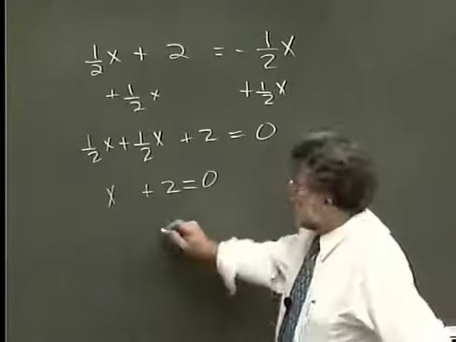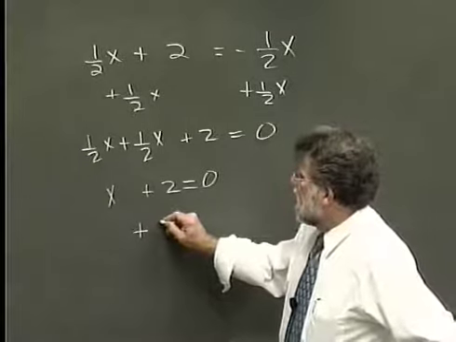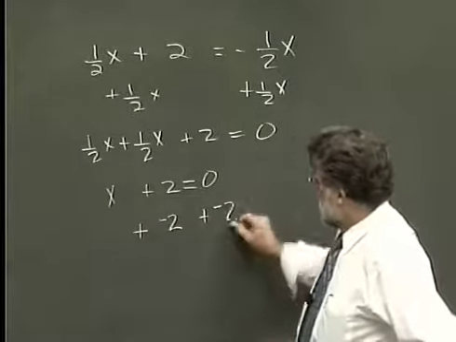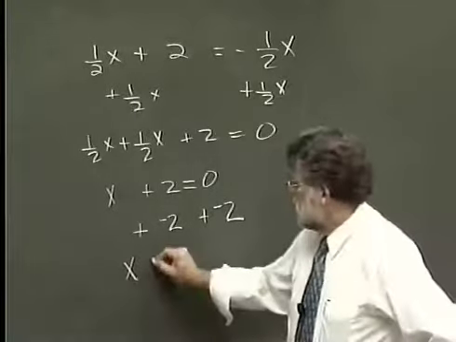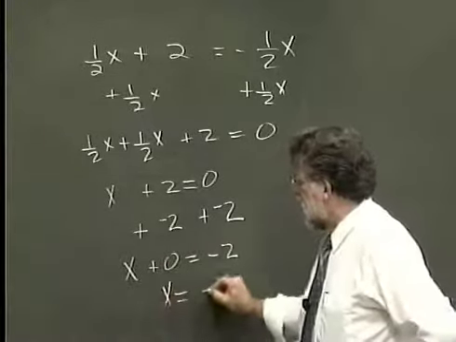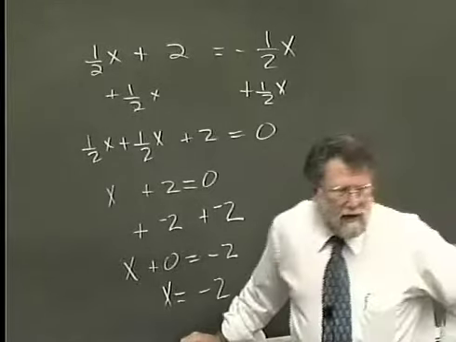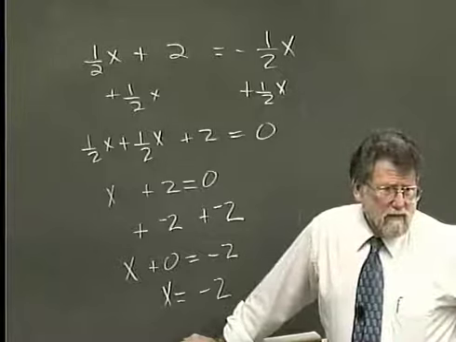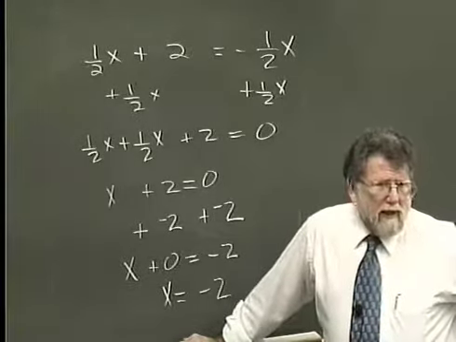But if you want to isolate the x term on the left side, I'm going to add -2 to both sides. And in doing that, I get x plus 0 is equal to -2, and x, therefore, is -2. I mean, we're straining at a gnat here. And we're making something that should be a little bit easier a whole lot more complicated than it seems. But again, find a balance.